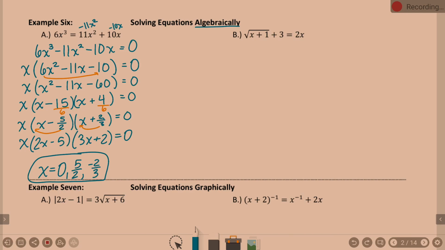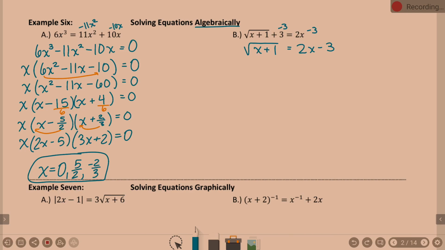What has to be our thought process on B? Get the square root out. Before we get it out, we first have to get it by itself. Okay, so you would have heard me in Algebra 2 probably say isolate the radical. So to isolate this radical, what do I need to move? 3 over. We're going to move the 3 over. So then I have square root of x plus 1 equals 2x minus 3.